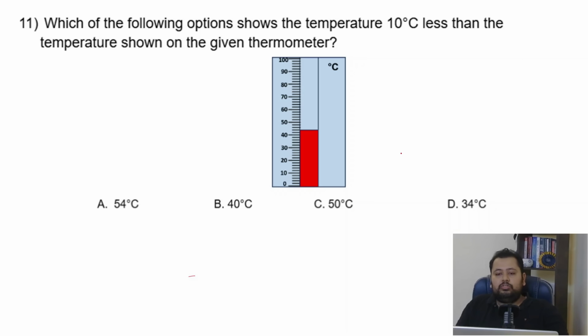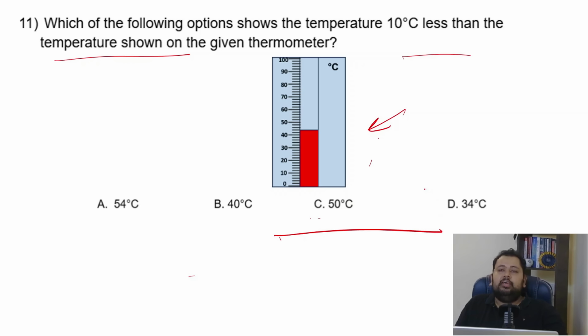So, find out what is shown over here and then find out what is 10 degrees less than what is being shown, and then you have to find the correct option. Pause the video, solve it first, and then look at the solution.